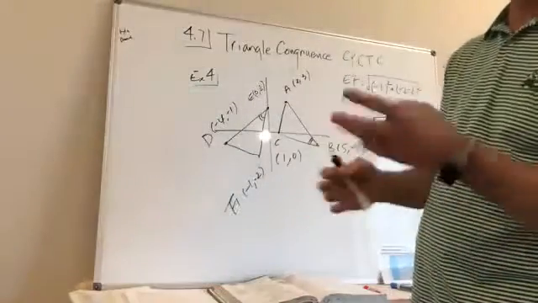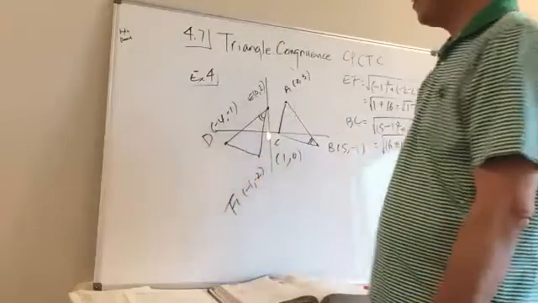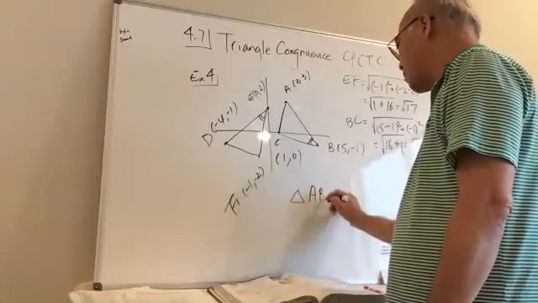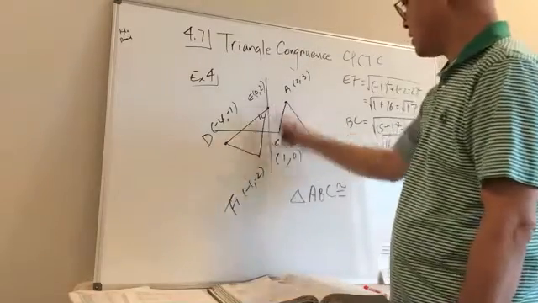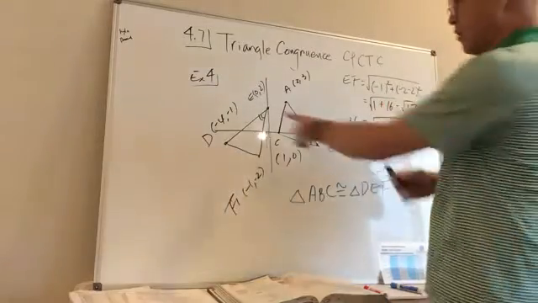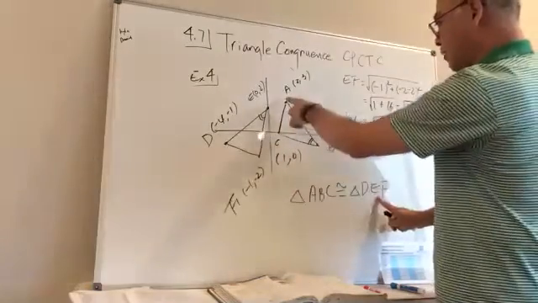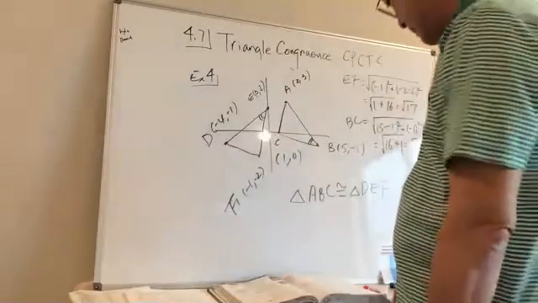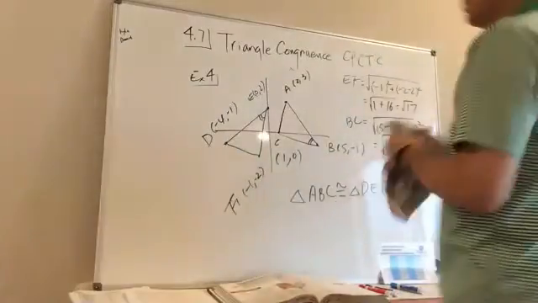So from side-side-side, I can say that these triangles are congruent. So I can say the congruence statement, okay, which is important, triangle ABC is congruent to triangle DEF. Therefore, angle DEF is going to be the same as angle ABC. So the two angles are congruent. Okay? And we're done. We're done for this section.